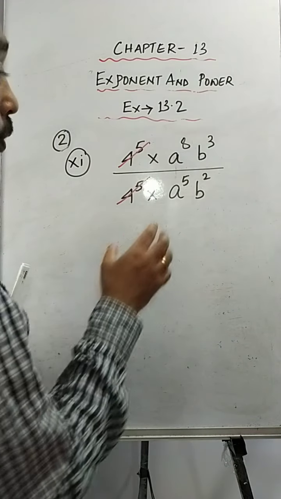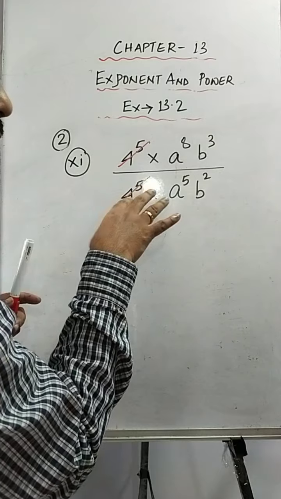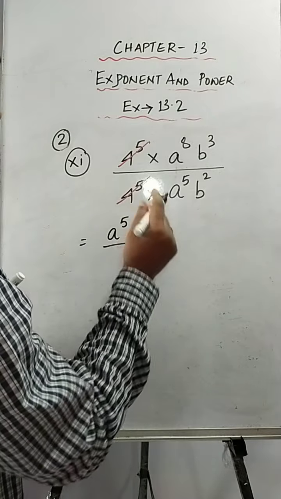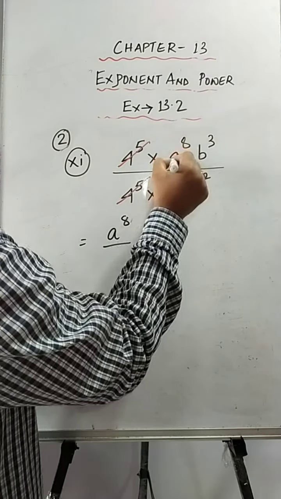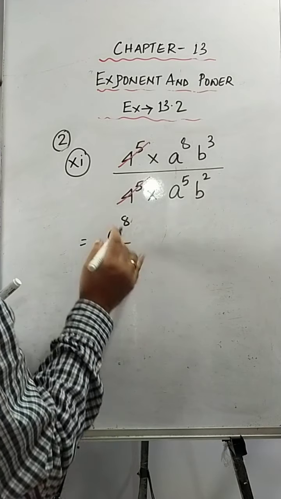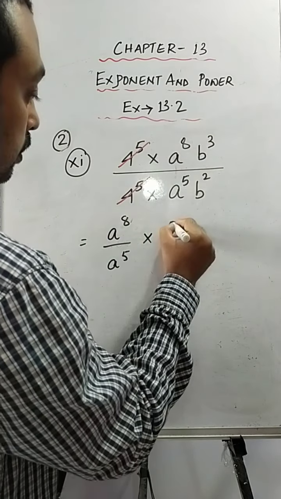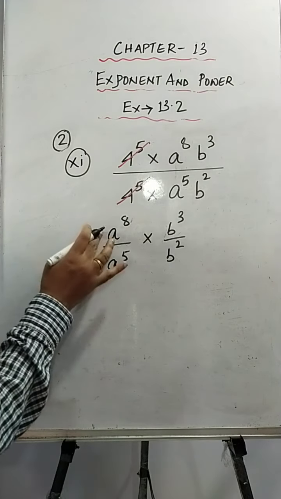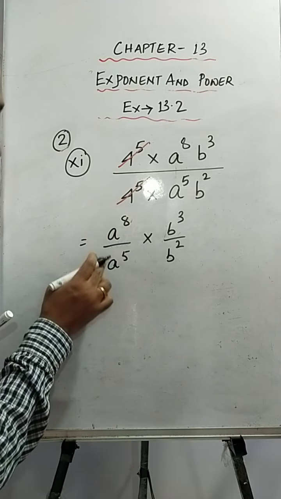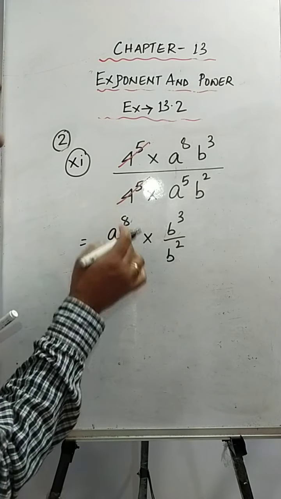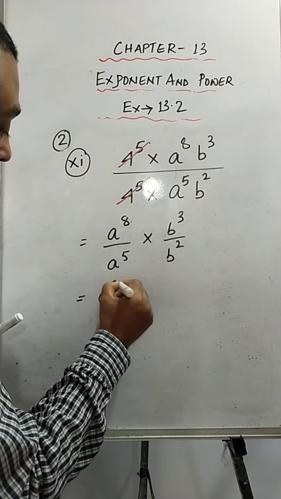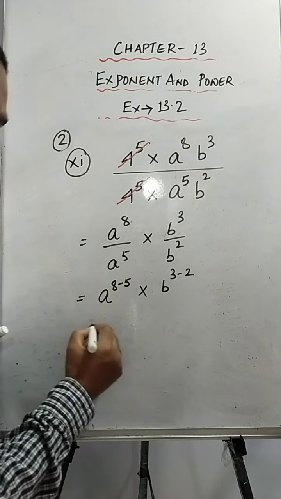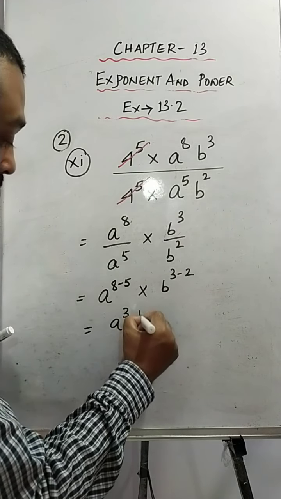Now what we have to do, we'll separate the exponential values with the same base. So that means we write a to the power 8 by a to the power 5, they are carrying the same base, into b to the power 3 by b to the power 2. As these two exponential forms are carrying the same base and they are in the division form, what do we do with the powers? We subtract. So that means a 8 minus 5. Same thing we'll do with this, b 3 minus 2. That means a to the power 3 and b to the power 1.